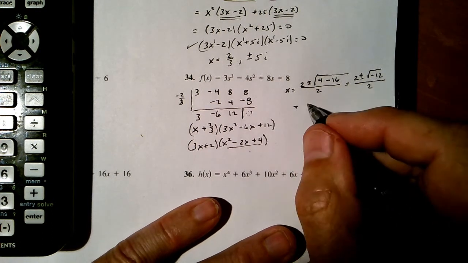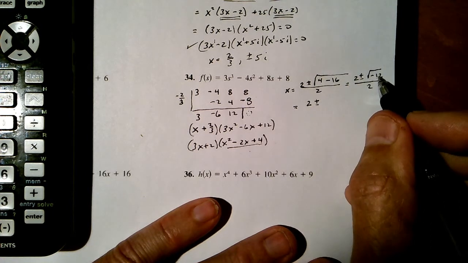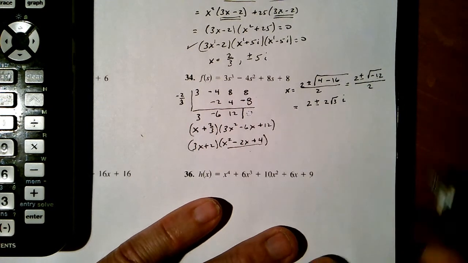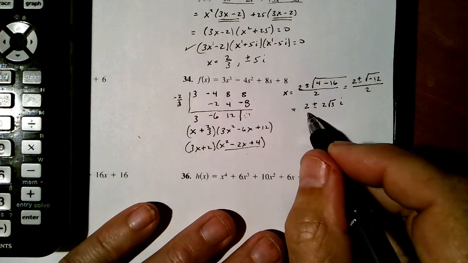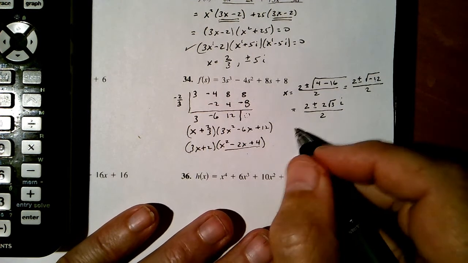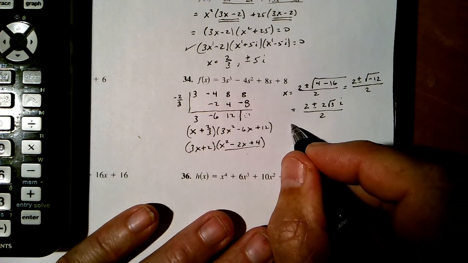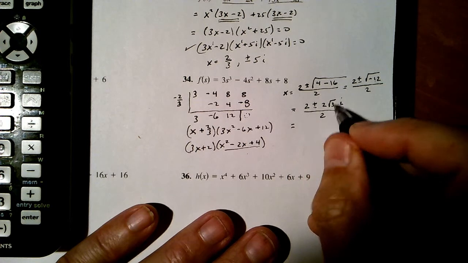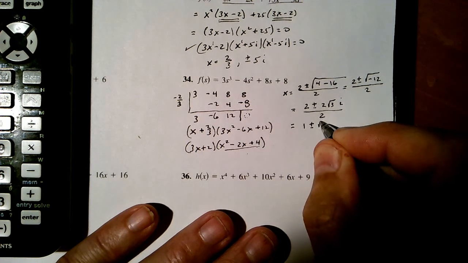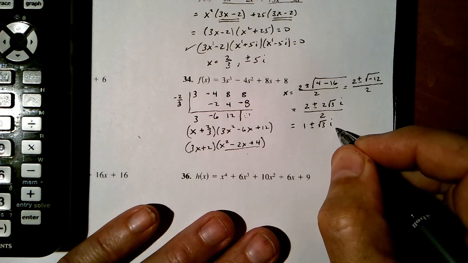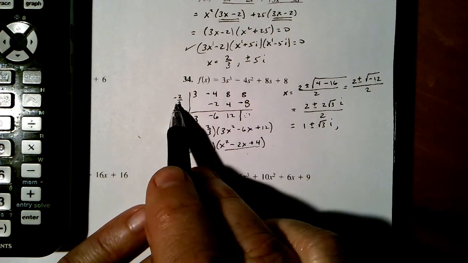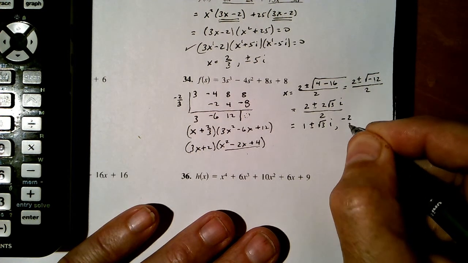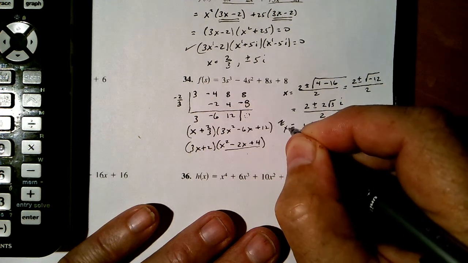This is 4 times 3, so 2 plus or minus, the square root of 4 is 2, leave the 3 in there, and there's an i, and notice I keep that i separate from that square root, all over 2. So I can reduce top and bottom by 2: 1 plus or minus the square root of 3 times i, and my other zero is negative 2/3. Subtract 2, divide by 3. So there's my zeros.